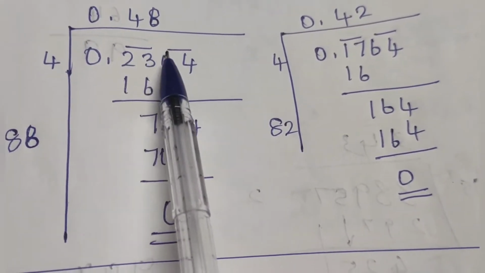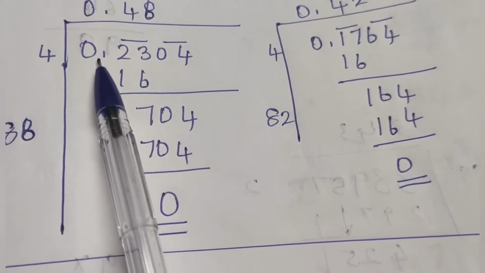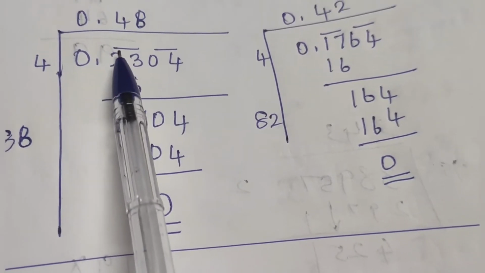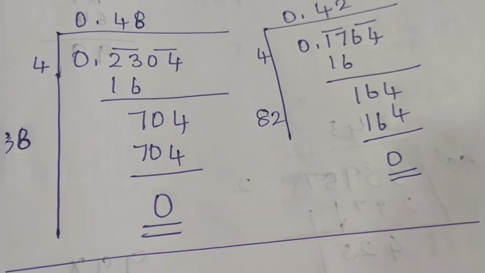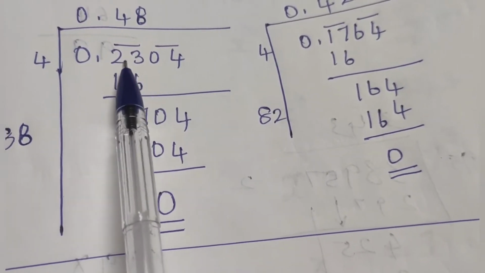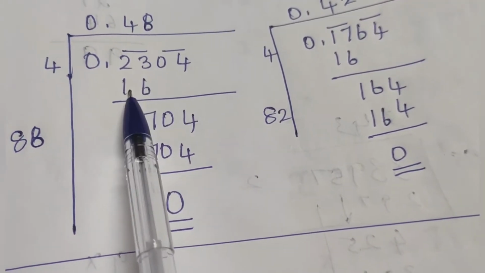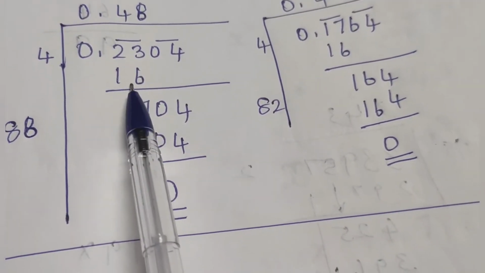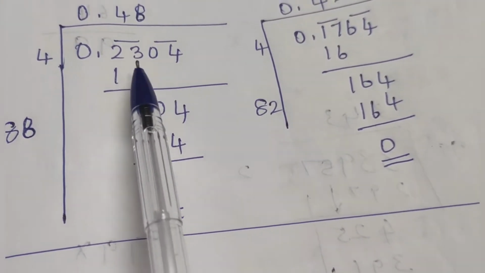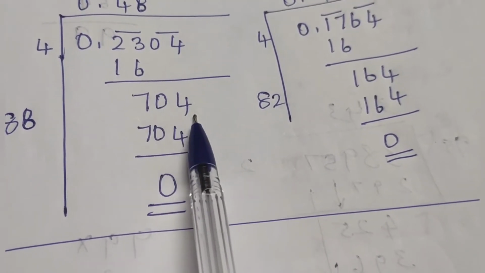Now pair the numbers from the left side. After the decimal point, you have to pair the numbers from left to right. So 23 is the first pair. The nearest square to 23 is 16. 4 4s are 16. Because when you take 5, it becomes 5 5s are 25, which is greater than 23. So I take 4 4s are 16. 23 minus 16 is 7. Bring down the next pair, 04.